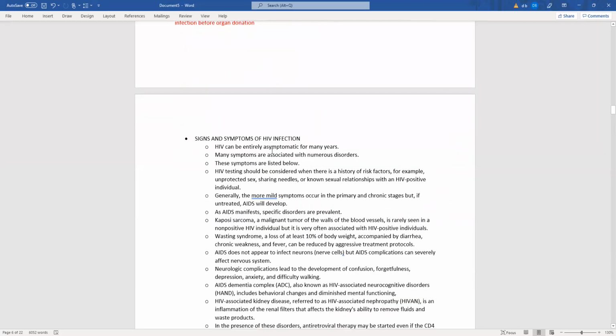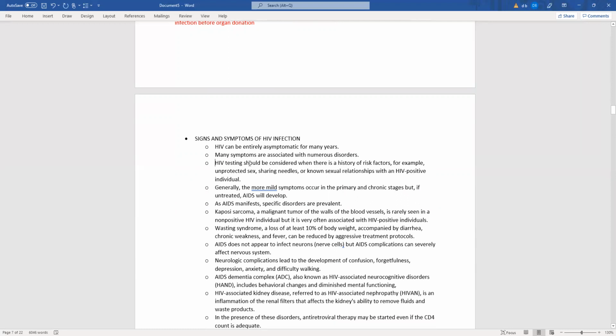Signs and symptoms of HIV infection. HIV can be entirely asymptomatic for many years. Many symptoms are associated with numerous disorders. HIV testing should be considered when there is a history of risk factors. For example, unprotected sex, sharing needles, sexual relationships with an HIV individual.